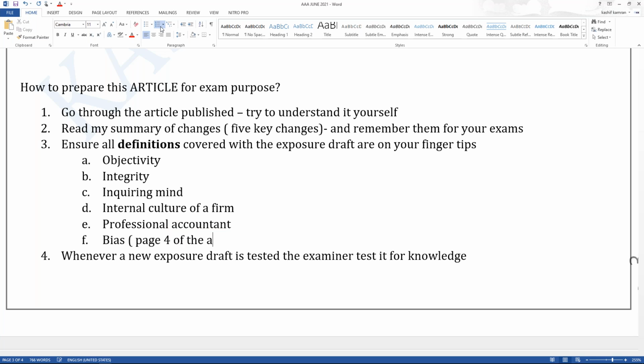Page 4 of the article, including the technological BICE. So we are not sure, but as per the practices of the examiner, you can expect something like 10 marks from this article, whereby the examiner asks you something about objectivity or something about integrity. You know, ethical and professional issues is a very important syllabus area, and you know the examiner likes ethical and professional issues a lot.